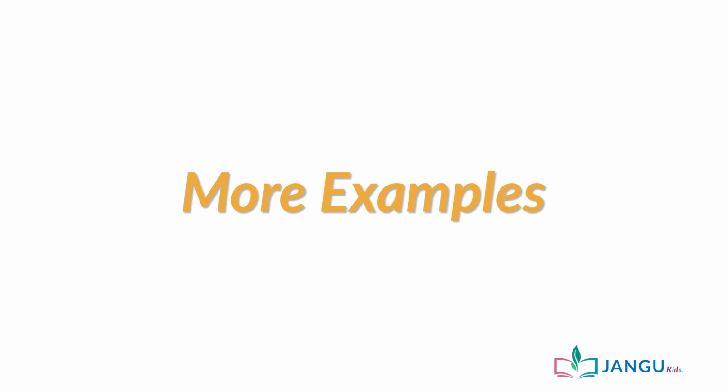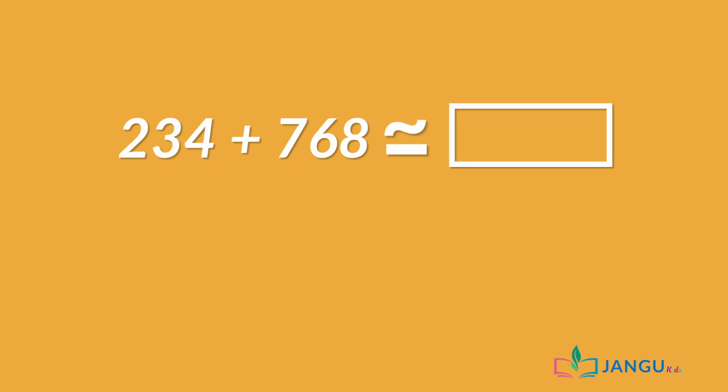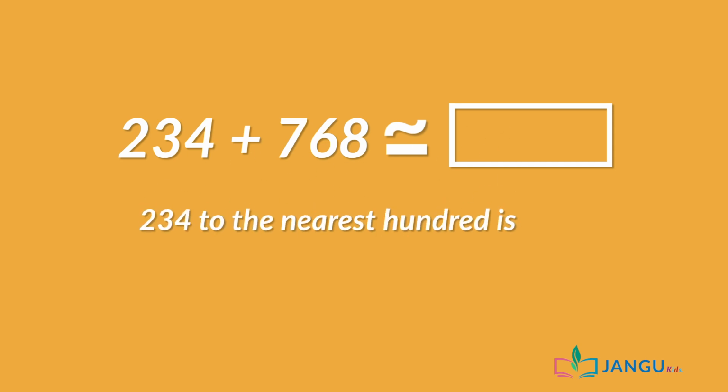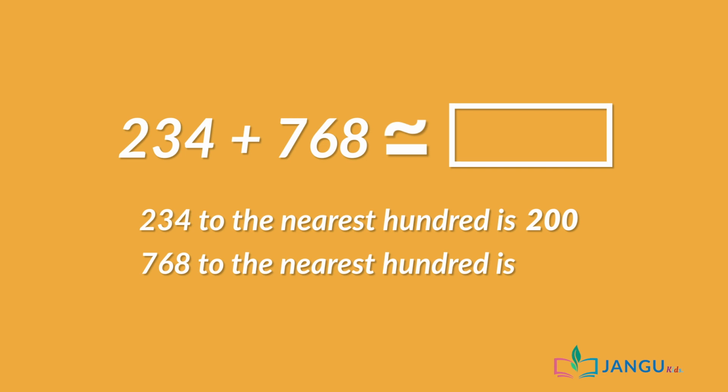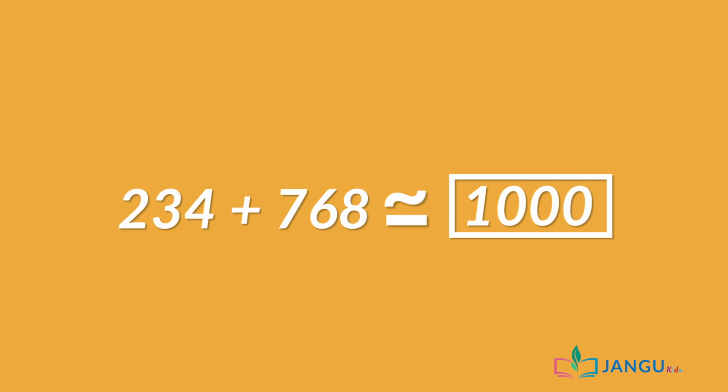Let's try some more examples. Can we estimate the sum of 234 plus 768? 234 to the nearest 100 is 200. And 768 to the nearest 100 is 800. Great! So 200 plus 800 is 1000. Therefore, 234 plus 768 is approximately equal to 1000.